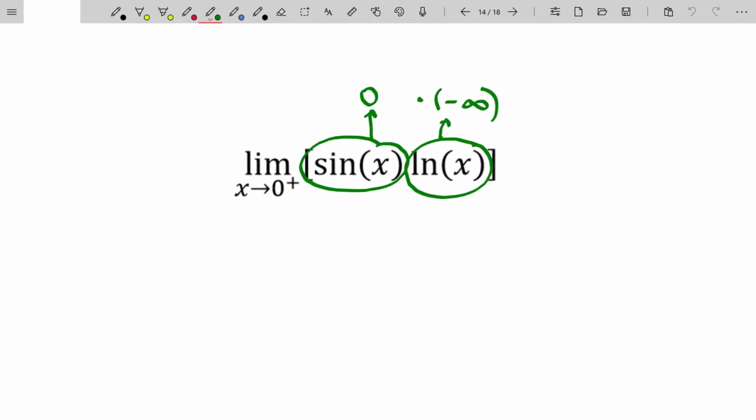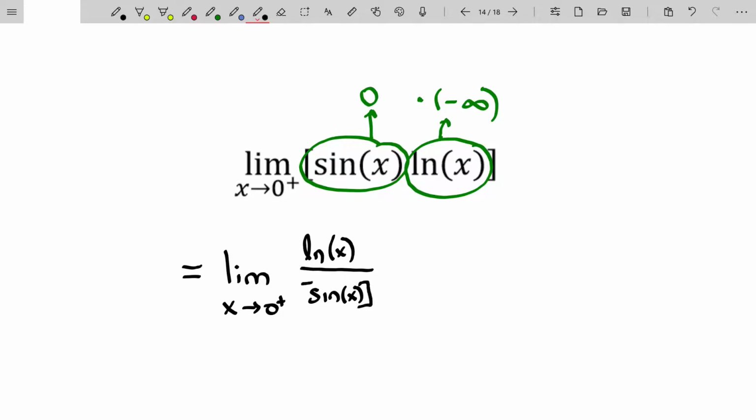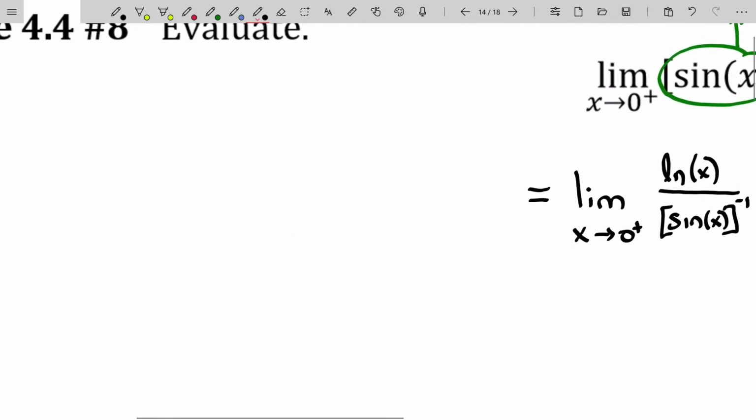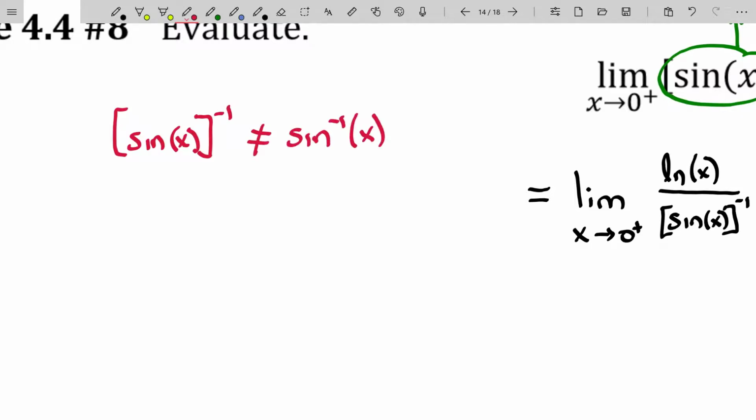This is not the most ideal setup, but it is what it is. This is the limit as x approaches 0 from above. That's a requirement because we're dealing with the natural log. We'll leave the natural log of x in the numerator, and we'll throw that sine of x downstairs. And remember, it's sine of x raised to the negative first. By the way, this is a good time to remind you that sine of x to the negative first, this picture right here, is not this. These are two completely different things.